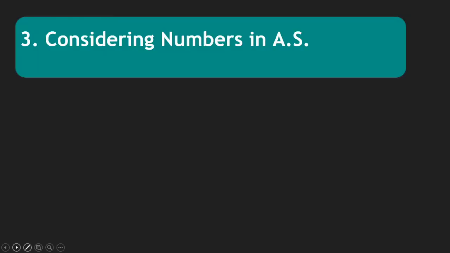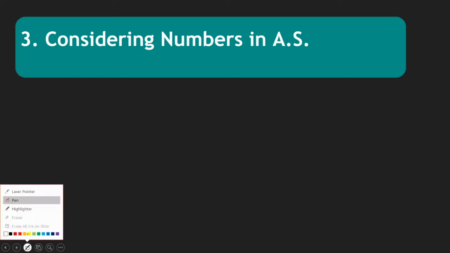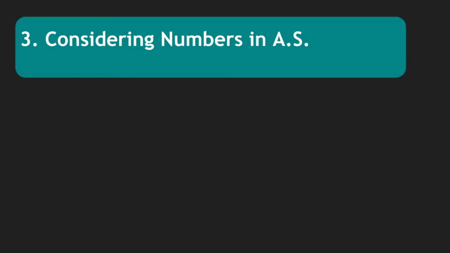All right, third property. Considering numbers in arithmetic sequence. So what I mean is, suppose we are given any arbitrary numbers, and they're claimed to be in an arithmetic sequence. Suppose we're given 3 numbers, right? So how we evaluate it is we always take the middle term of the 3 numbers as a, right? And then we take a plus d, and we take a minus d.